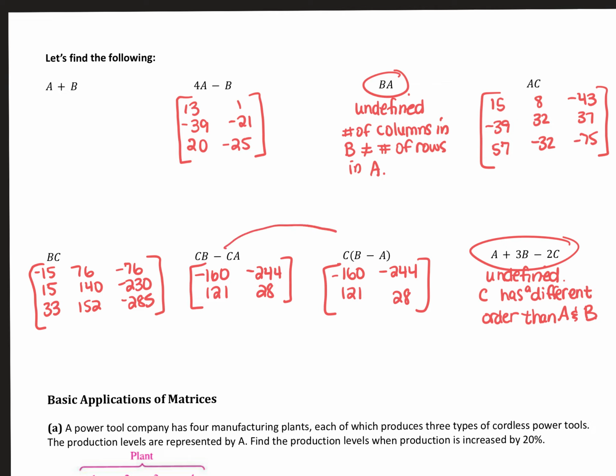Notice also that these two are exactly the same. It's essentially saying if we distribute this C times what we see in the parentheses, we'll get this, right? So those two matrices will have the same difference.